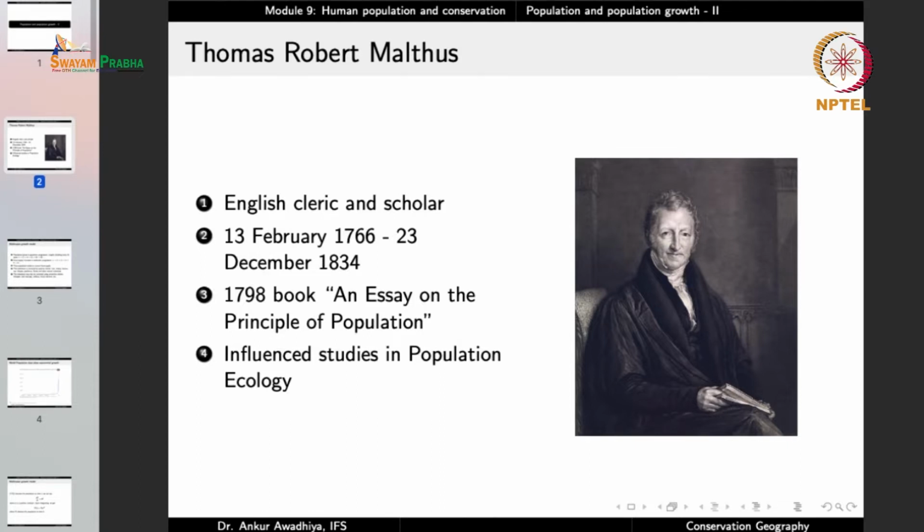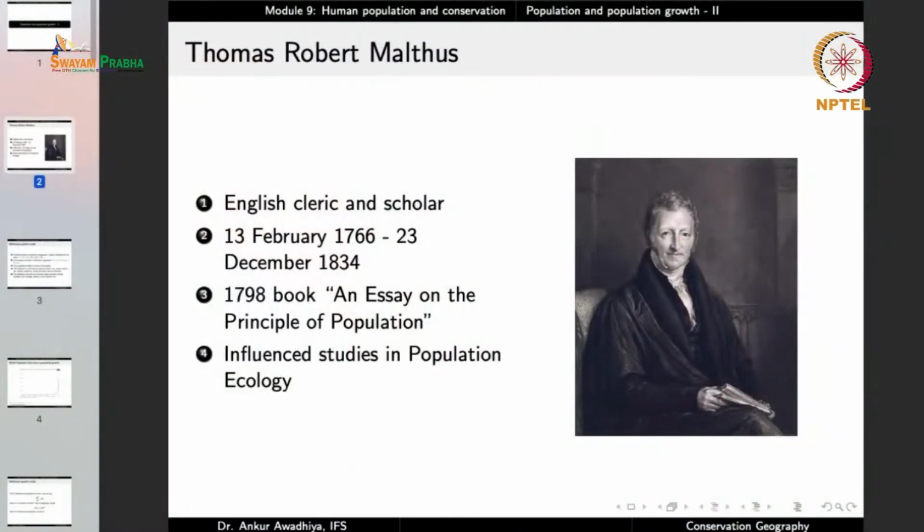Malthus was an English cleric and a scholar who lived in the 18th and the 19th centuries. In 1798, he wrote a book, An Essay on the Principle of Population, in which he hypothesized his ideas about the growth rate of populations. And he has been a major influence on the studies in population ecology and human geography.